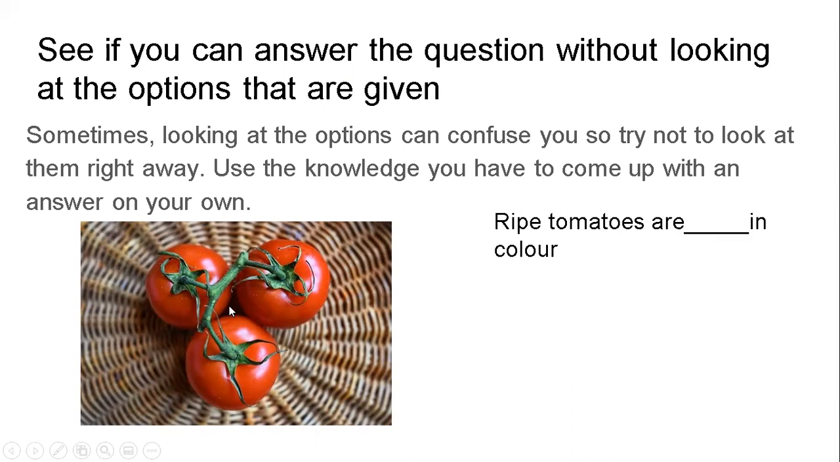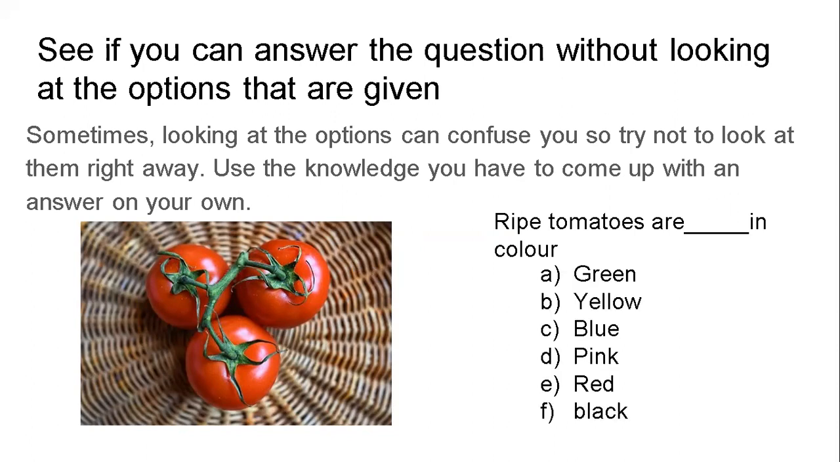Ripe tomatoes are dash in color. Can you? Use the knowledge you have to come up with an answer on your own. So, what would your answer be? If you're saying red, yes, of course, you're right. Now that you have red in your mind, look at the options. So you have green, yellow, blue, pink, red, black. And your answer should be red.